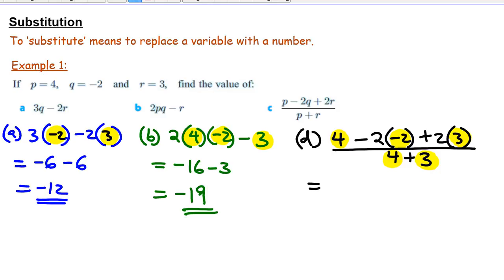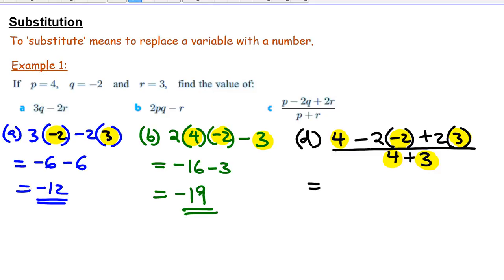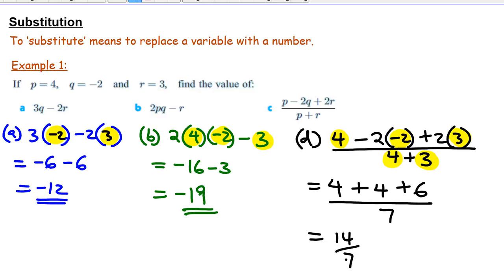Anyway, let's carry on. So I'll end up with 4. A negative and a negative will give me a positive. So positive 4 plus 6 over 7. This will give me 14 over 7, which will be equal to 2.